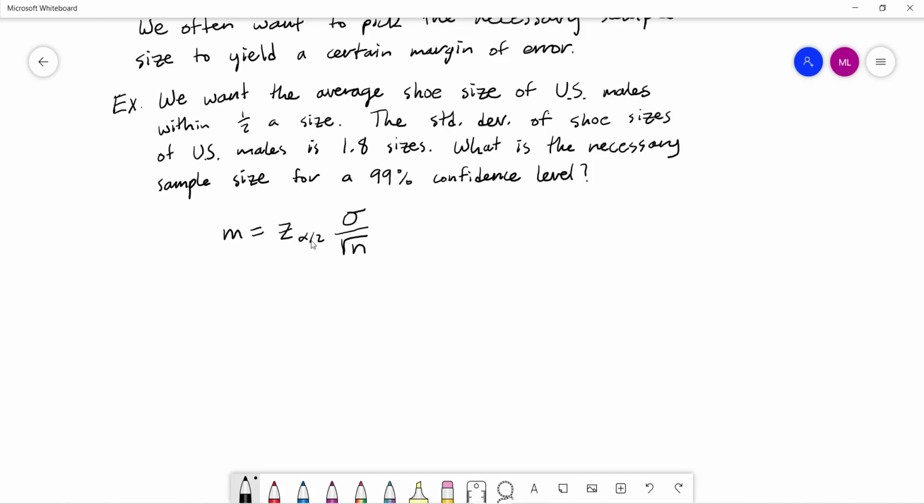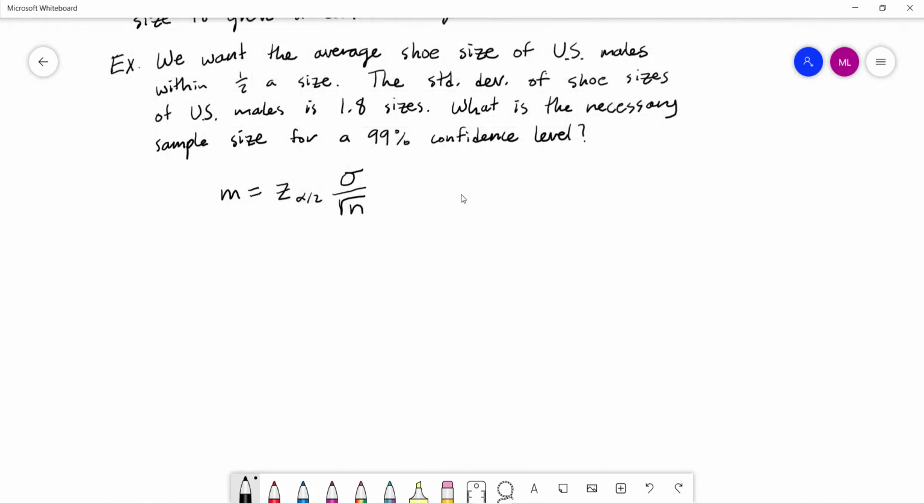We'll have the critical value z sub alpha over 2. We'll find that on the table in just a minute, but that's easy. We know we have a 99% confidence level, so that's all we need to find this. And we know what sigma is. The standard deviation of shoe sizes of US males is 1.8. So I have this value, and this value, and our goal is to solve for n. So right now, n is in the denominator, and it's being square rooted. If I want to solve for n, I need to get it out of the denominator.